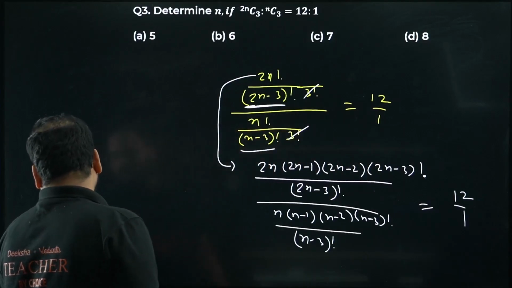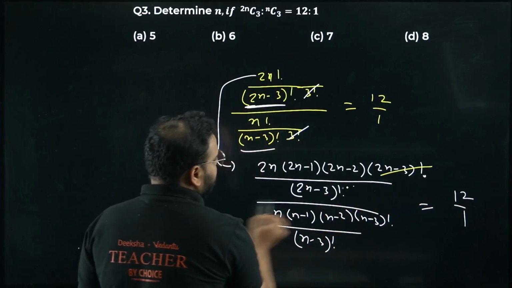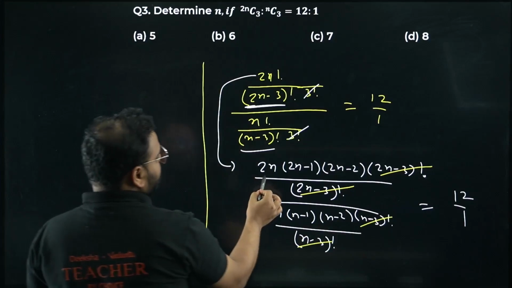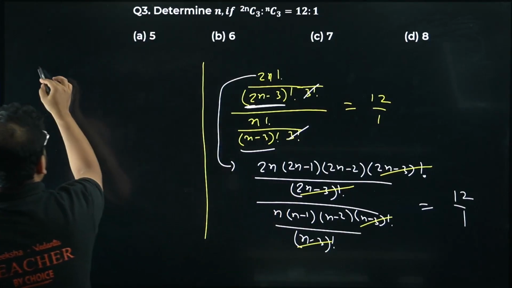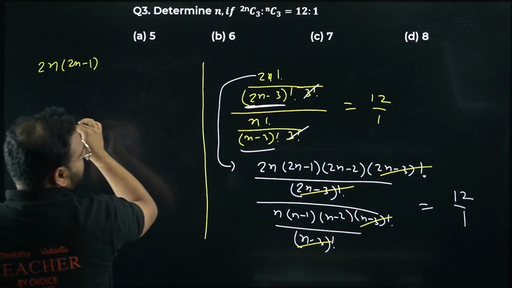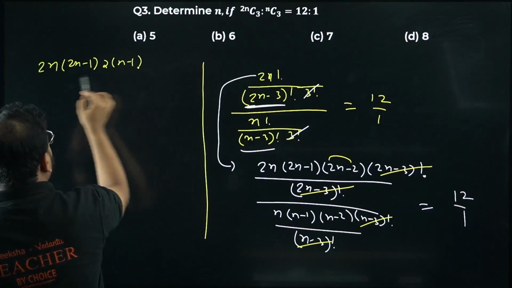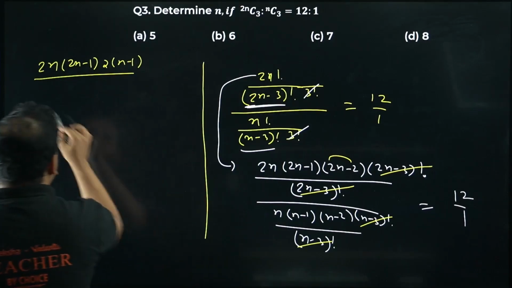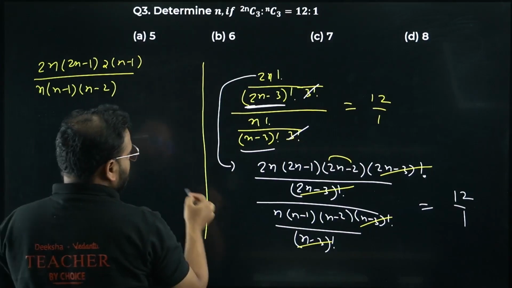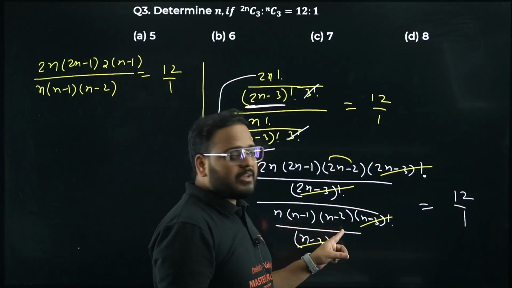Now see this magic. Everything will be cancelled. We'll have a simple statement. This will be cancelled again, and this also cancelled. Now check this out. I have 2n times 2n minus 1, I can take 2 common in this term, it will become 2 times n minus 1, divided by n minus 1, n minus 2, equal to 12 by 1. n into n minus 1 into n minus 2 equal to 12 by 1.